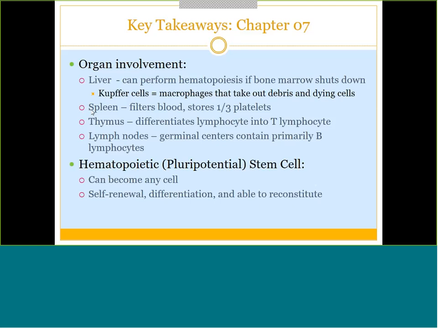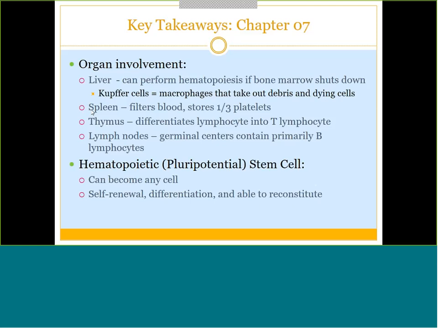Within chapter 7, we started looking at that whole hematopoiesis chart, and that's when we learned that at the very top of that chart is our hematopoietic or pluripotential stem cell. And that stem cell can basically give rise to any of the blood cells. So it can really become any cell.